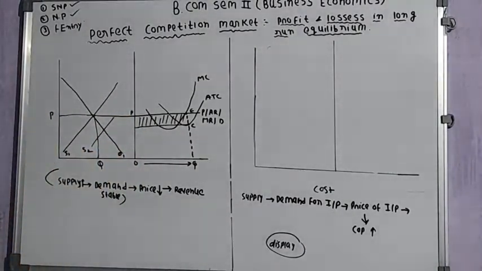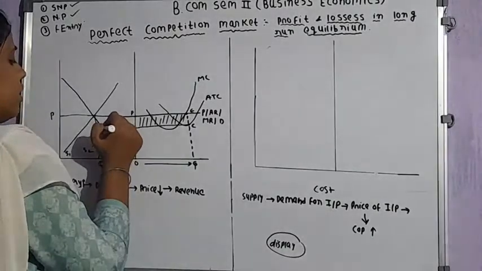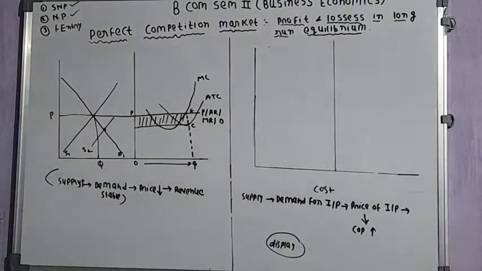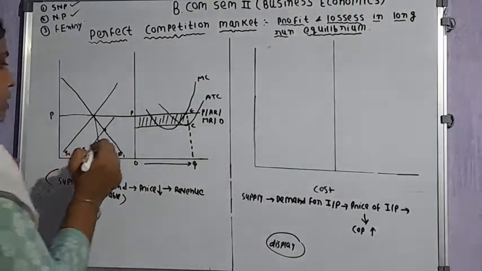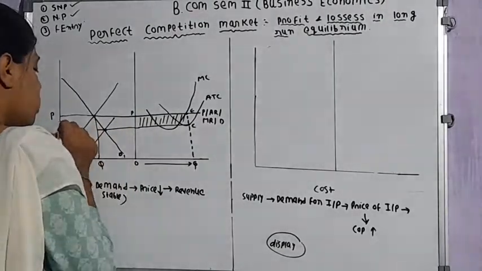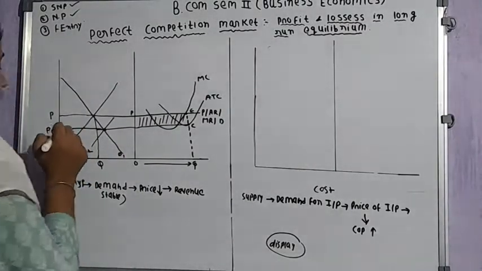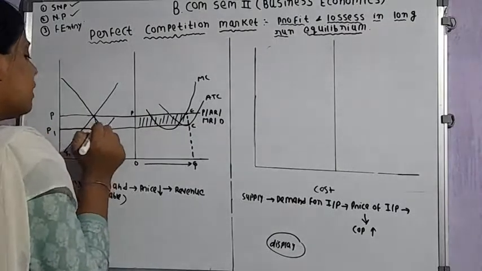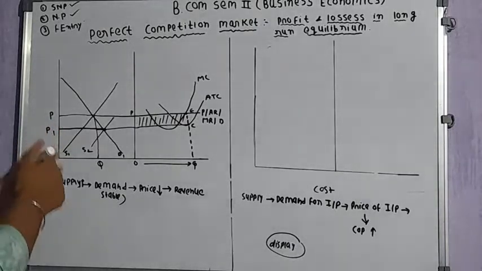Now here you can see that we are getting a new point of intersection. So when the other firms are entering into the market, the equilibrium point is getting changed. When the equilibrium point is getting changed, the equilibrium price will also get changed. So it's going to be the new equilibrium price, P1. And when the new equilibrium price has been set by the industry, so now what will happen? All the firms under the industry will have to follow this price, right?